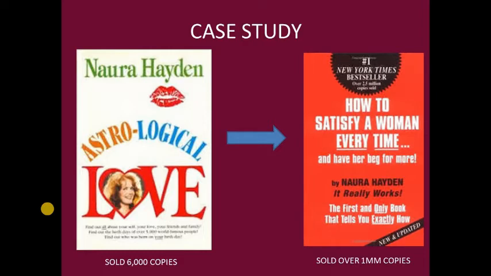If I'm saying astrological love, I don't know what I'll be getting. Seriously, I don't even know the meaning of astrological love. So let the benefit and the intention of your offer be very clear. That is number one out of the elements of an irresistible offer.